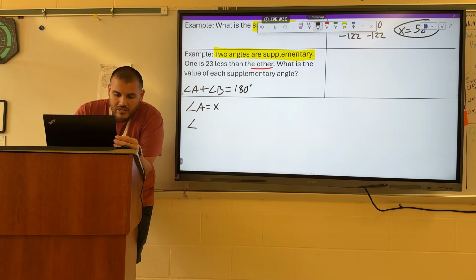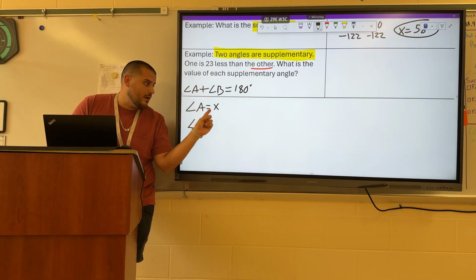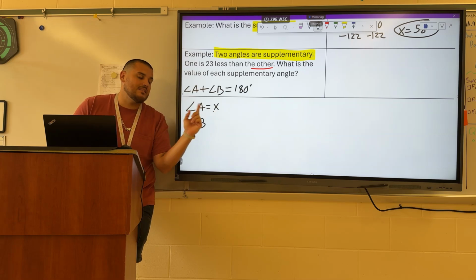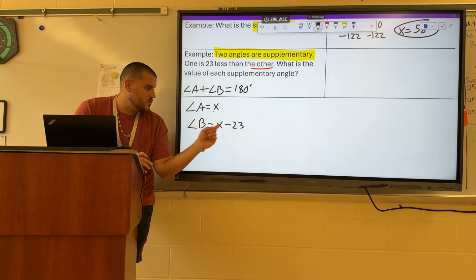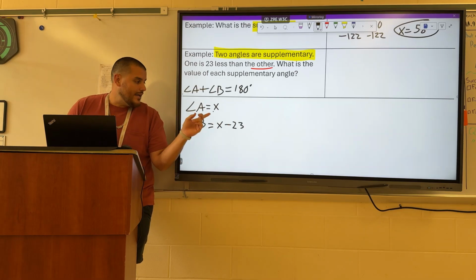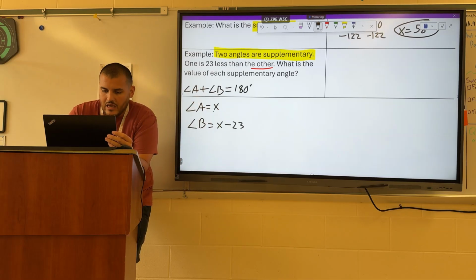Our angle B, though, we know that detail. It's 23 less than this. So how do we write an expression that's 23 less than x? Well, that would just be x minus 23. 23 less than x. Now I can take those values and plug them into this equation. So angle A, which is x, plus angle B, which is x minus 23, equals 180.